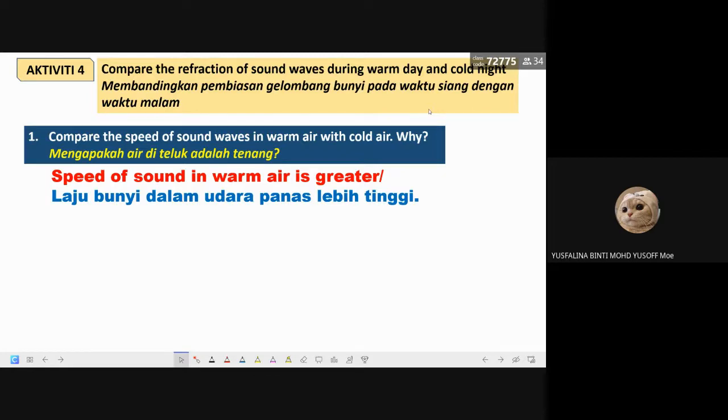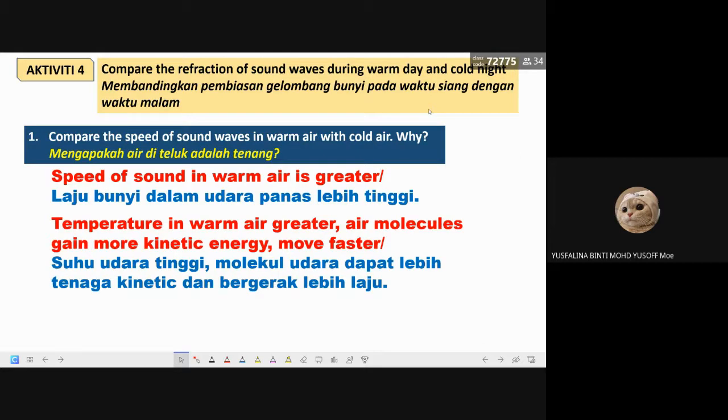Why? Because warm air has a high kinetic energy, which means the molecules move faster. When they move faster, they can transfer the sound energy faster, because you already know sound energy needs a medium to be transferred. It needs the air molecules to be transferred, so if the air molecules move faster, it means they can transfer the energy faster. So it says here the temperature in the warm area is greater.